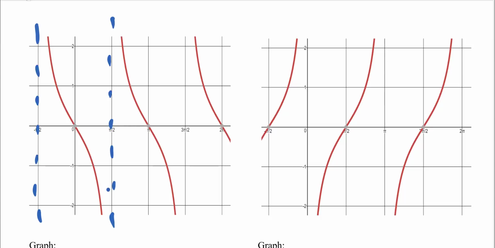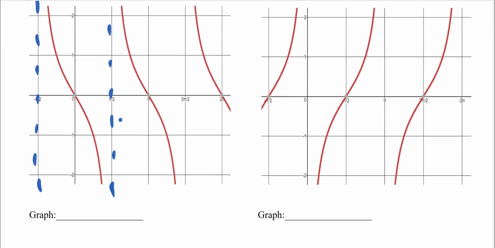Starting down at the bottom right, but because it's between negative pi over 2 and pi over 2, it's not a cotangent graph, it's actually a negative tangent graph. So that is y is equal to negative tangent of x. That's when you take something back, it's negative tangent.